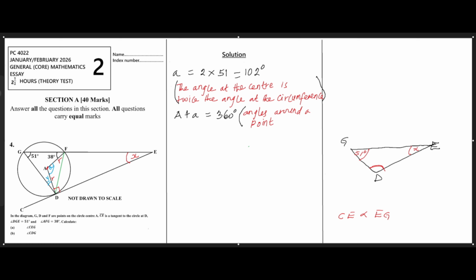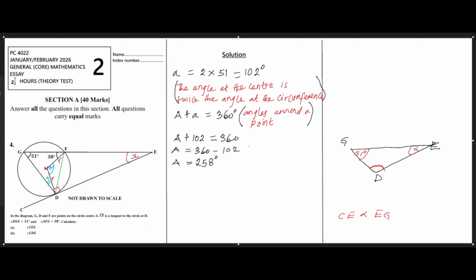So let's solve for big A. Big A plus small a, where small a measures 102, should be equal to 360 degrees. So big A is equal to 360 minus 102. So big A is equal to 258 degrees. We are left with one more thing.